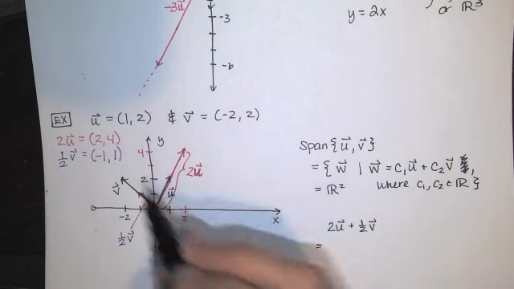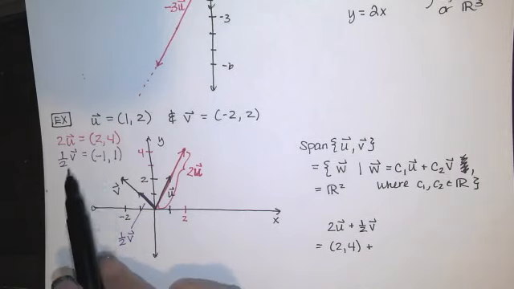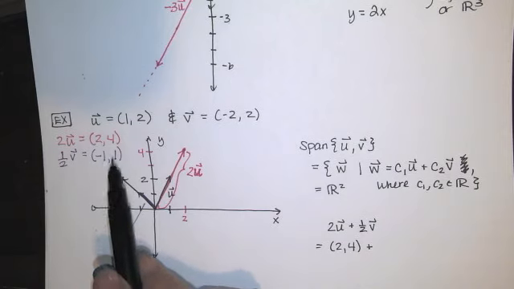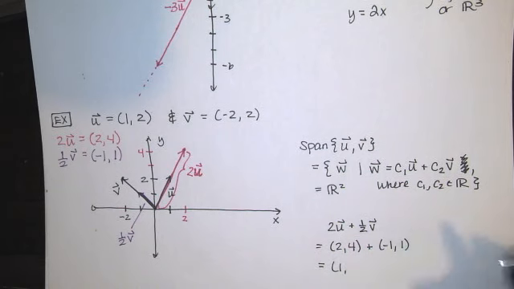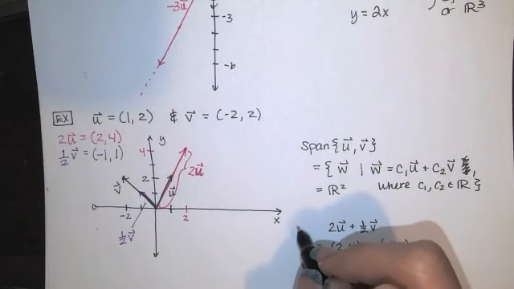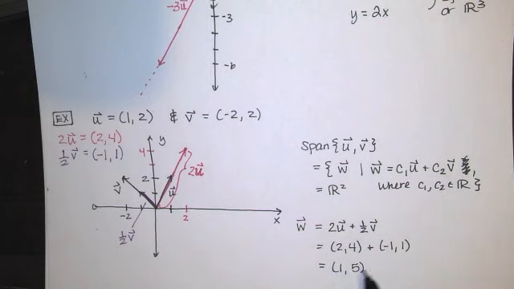Algebraically, this vector 2u is a vector with components 2 and 4. The vector 1/2 v is the vector with components -1, 1. And if we add those component by component, we have 2 plus -1 is 1, and 4 plus 1 is 5. So I claim, I'm just going to call this W, that W, the vector with components 1 and 5, is the same vector that I would get from adding this vector 2u to 1/2 of v tip to tail.